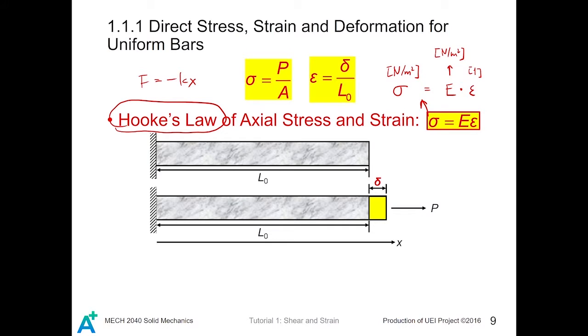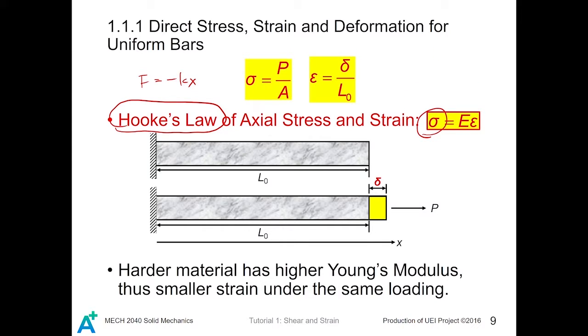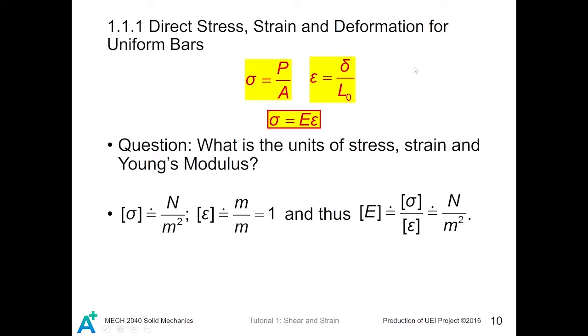So Hooke's law of axial stress and strain means that the axial stress equals the strain times the Young's modulus. Notice that larger strain means larger deformation, considering the definition of the strain. It also means larger stress developed in the cross-section of the material. A harder material has a larger Young's modulus. Just now we have already discussed the units of Young's modulus. To emphasize, the unit of Young's modulus is the same as that of the pressure or the stress.